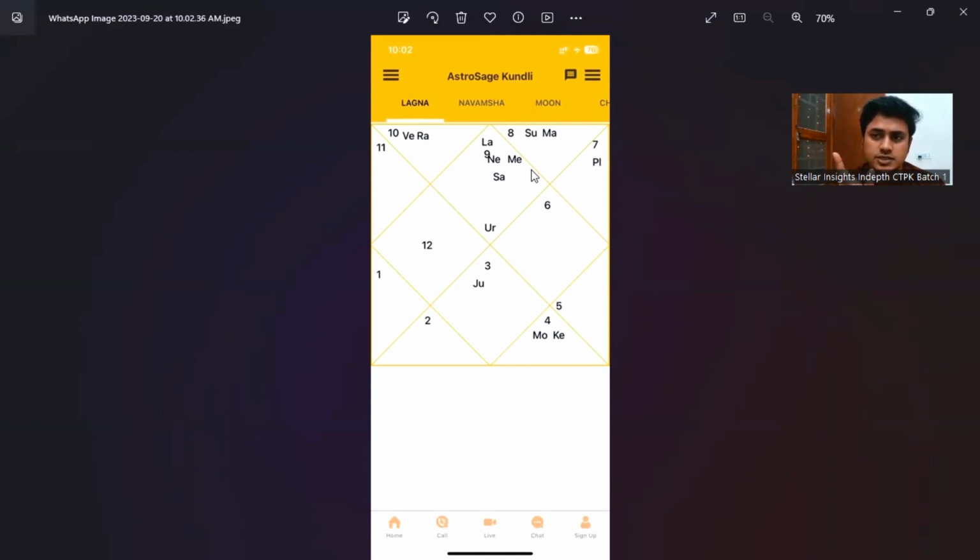So what connection did we get? Mercury. We want to know about education. We are seeing all this with respect to Mercury only, because Mercury is education. Correct?